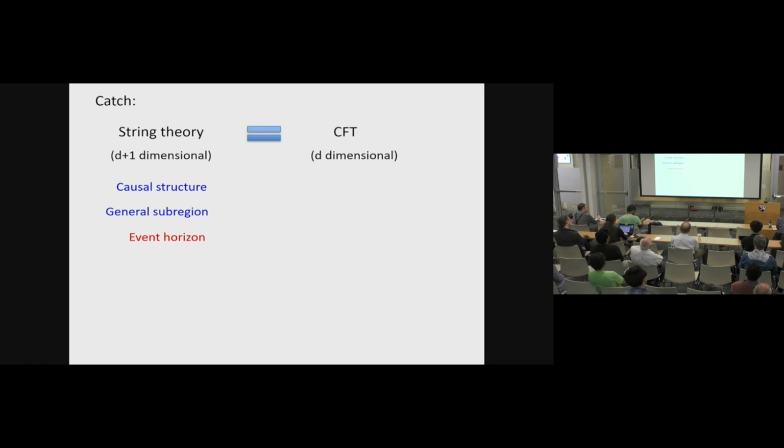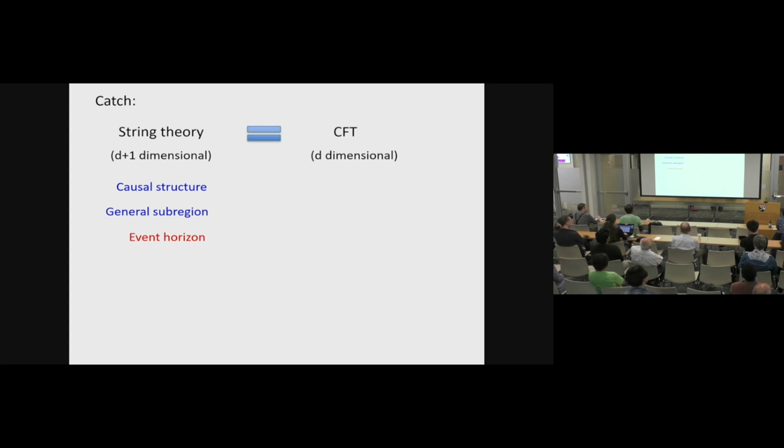It's because there's a big catch. The catch is that in this equivalence between string theory and the CFT, they differ by one dimension. String theory in D+1 dimensions has one higher dimension than the CFT living on its boundary. But in order to understand all these questions about black holes, we need to understand the causal structure, general subregions, and even the horizon, and how to describe those concepts in string theory.